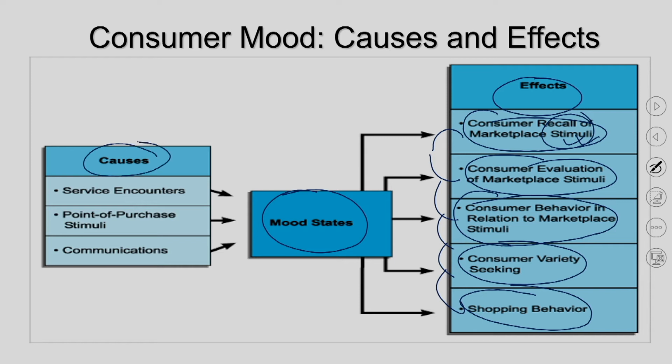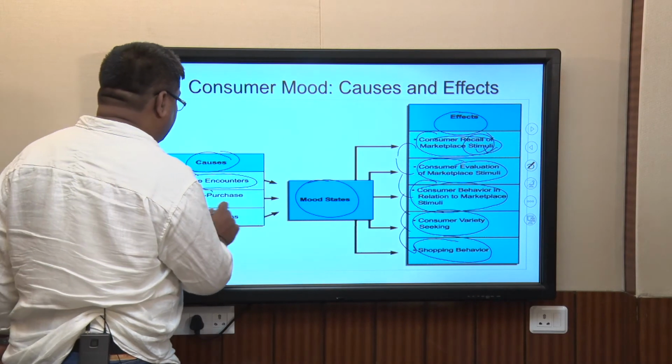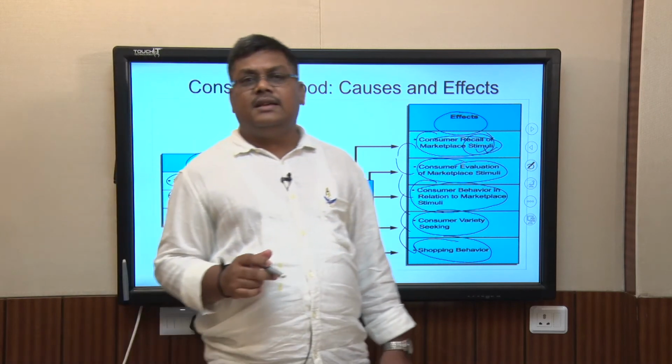And what are the causes? Moods can be influenced through service encounters. For example, if the person who is interacting with you is very pleasant, very decent, very conducive, then it generates a positive mood. Then the point of purchase stimuli: what kind of stimuli is at the point of purchase?